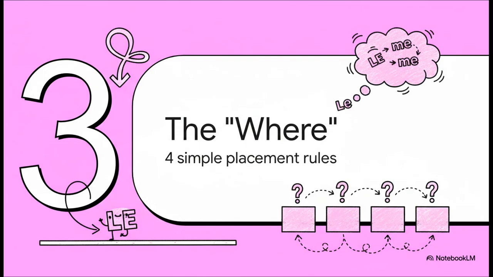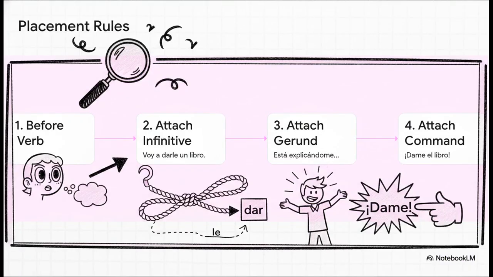Okay, let's tackle what is probably the biggest headache for most learners. Where the heck do you put these little words in a sentence? It can seem random, but I promise it's not. The good news? There are really just 4 simple rules to learn. Let's walk through them. Rule number 1, and this is the one you'll see most often. It goes right before the main conjugated verb, like in me da un libro.